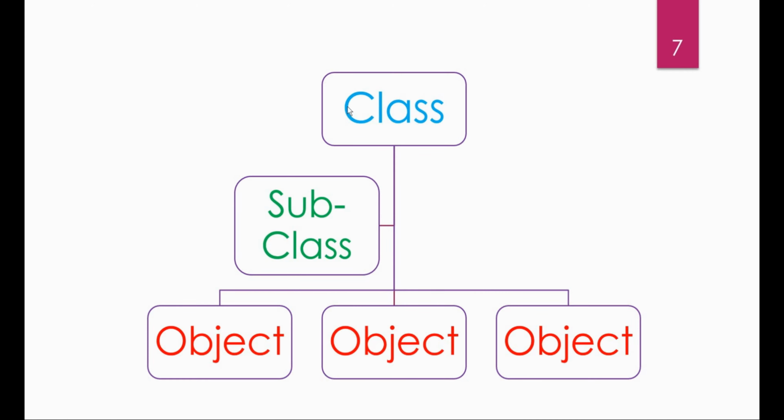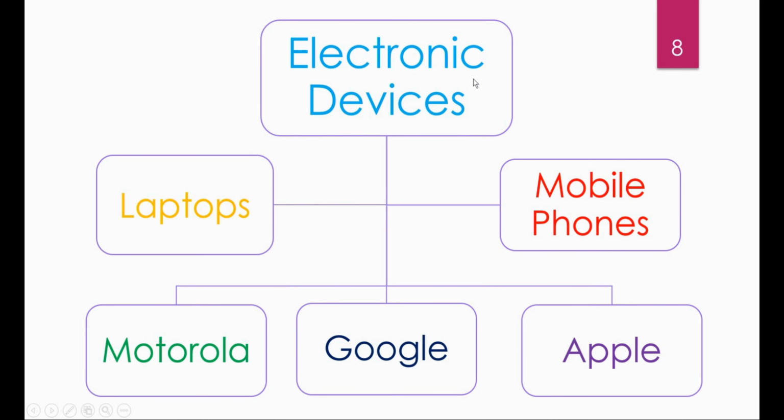Another example for this diagram will be a case where we take a superior class as electronic devices, and its subclasses can be from mobile phones to laptops to even washing machines and air conditioners. And the mobile phones, which is a class, can have objects, maybe a Google phone, an Apple phone, or even a Motorola phone, or a laptop by Google, or an Apple laptop. So this is an example of how a class and objects are related.